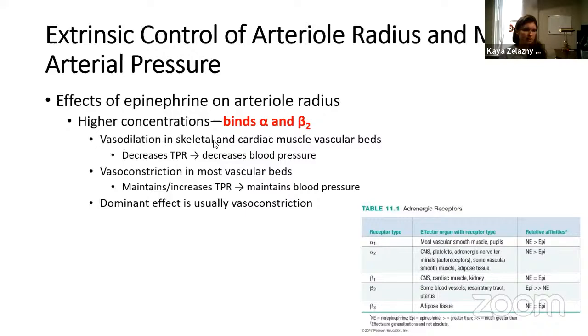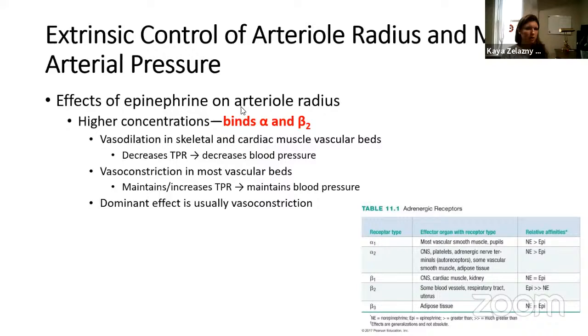So we're going to see the vasodilation happening in skeletal and cardiac muscle due to their high proportion of beta-2 receptors. Those beta-2 receptors are vasodilating. So in the skeletal and cardiac muscle, we're going to see a decrease in our resistance, which would be a decrease in blood pressure. So that would be our effect at initially the low concentration, and then that's going to be the additive effect even at higher concentrations in the skeletal and cardiac muscle.